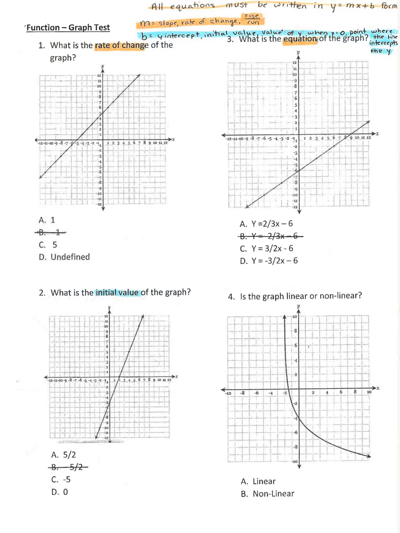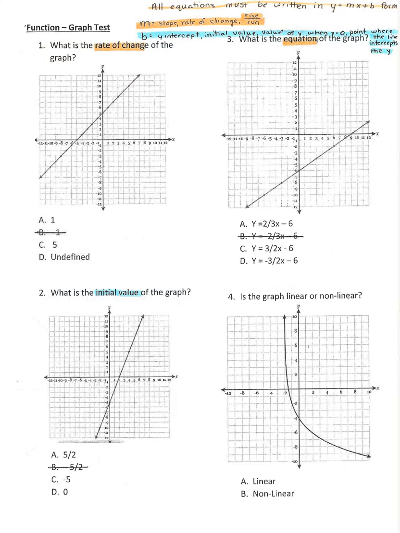Function graph test. All equations must be written in y equals mx plus b form. M equals slope, rate of change, rise over run. B equals y-intercept, initial value, value of y when x equals 0, point where the line intercepts the y.